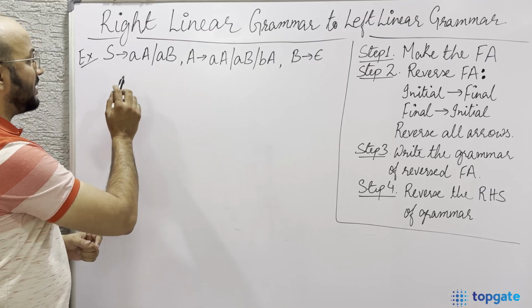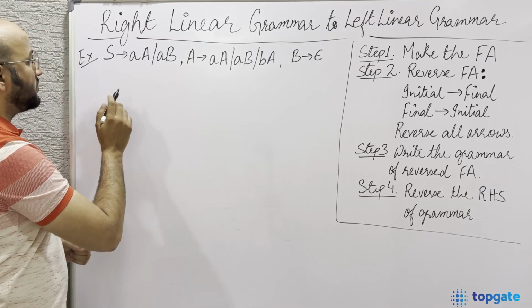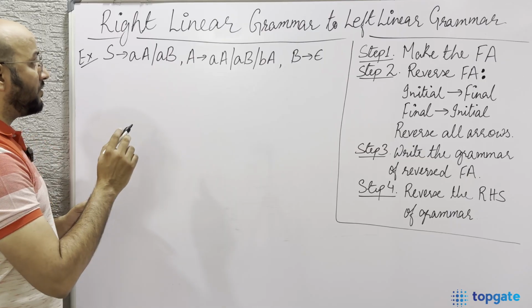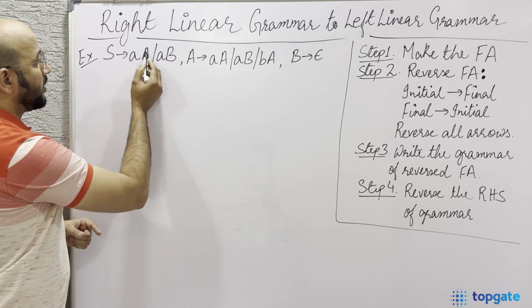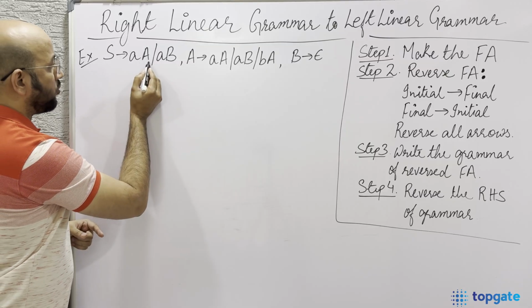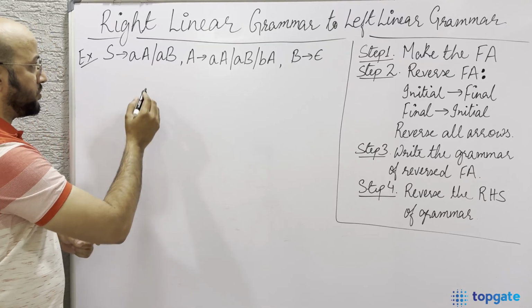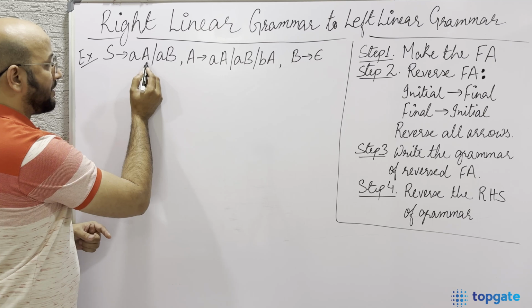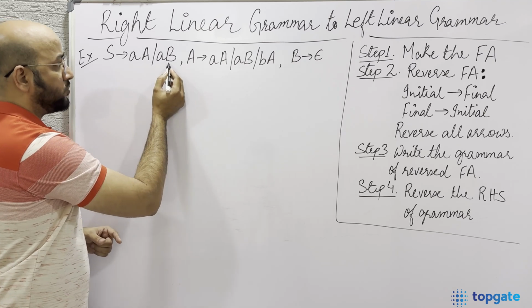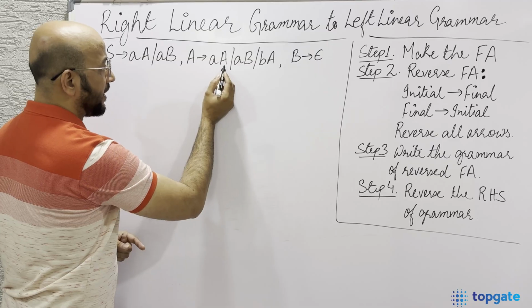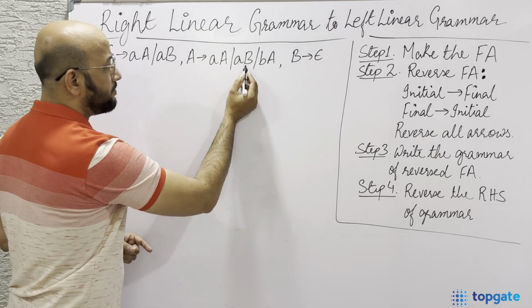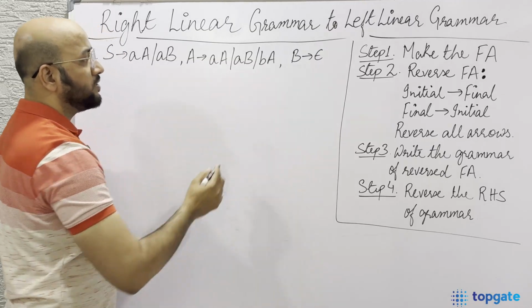This example you can see it's a right linear grammar. Right linear means on the right hand side, the variable will be there onto the extreme right position. So you can see here on the right hand side of every production, the variable is onto the extreme right position. So here you can see A is onto the extreme right position, B is onto the extreme right position. Similarly, here also in this production rule, you can see that A is onto the extreme right position, B is onto the extreme right position, A is onto the extreme right position, and so on.